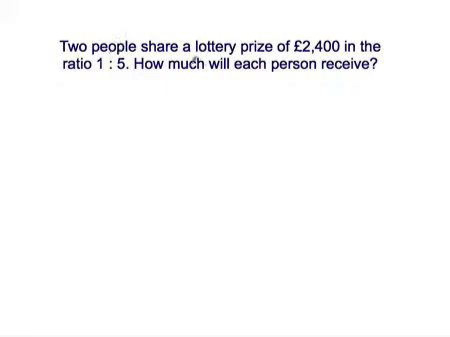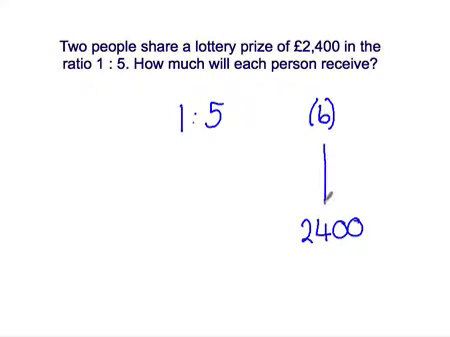We've got two people share a lottery prize of £2,400 in the ratio 1:5. How much does each person get? So again here, that's giving me the total for the amount. So I need to add these together to work out how many parts there are. 5 add 1 gives me 6. And they're sharing up that £2,400 into those 6 parts. So how many 6's go into 2,400?